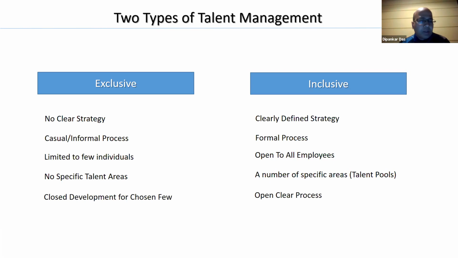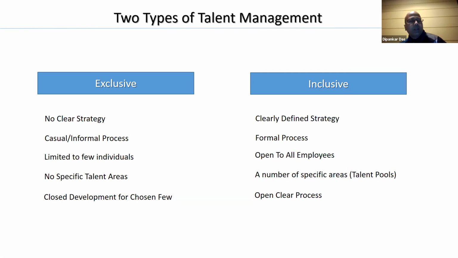And last but not the least, it's closed development for a chosen few, while it's an open, clear process in an inclusive. So, like I was mentioning, if it's a transparent, open process, then people really appreciate that. They know what they need to gun for. If somebody is, let's say, not so good a performer, but he is very aspirational, he wants to grow to an excellent performer, so he or she will know that if I do XYZ, then I can be a top talent.